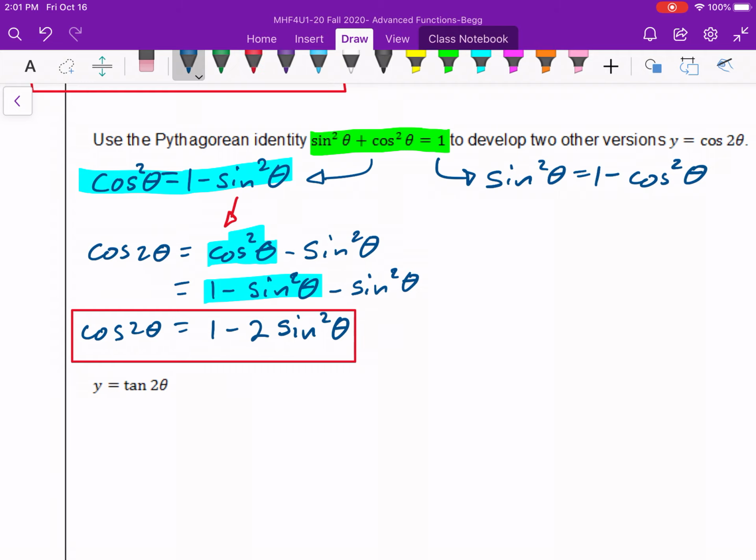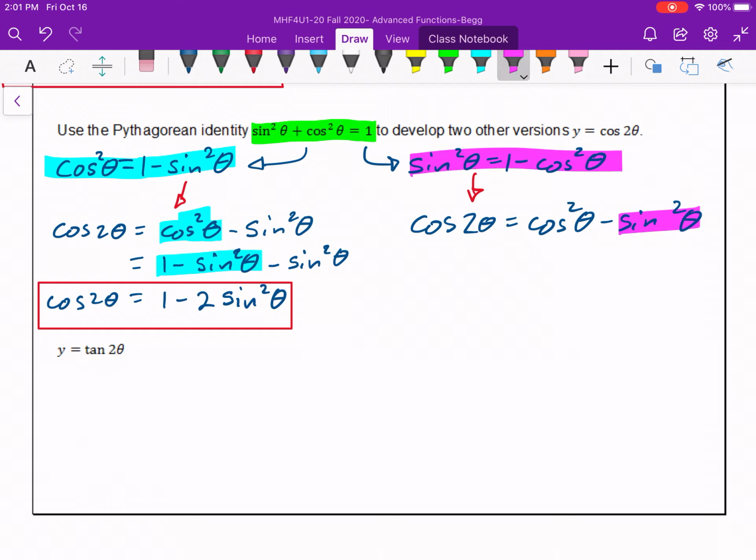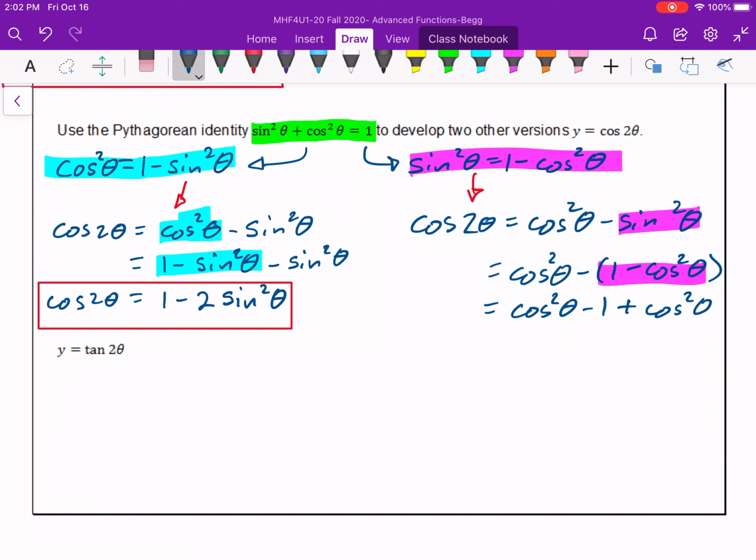And the last one's going to come from substituting 1 minus cos squared theta in for sine squared theta. So again, cos 2 theta is equal to, and again we're starting with cos squared theta minus sine squared theta, but we're going to replace the sine squared theta with 1 minus cos squared theta. Now, because of the double negatives going on here, we end up with cos squared theta minus 1 plus cos squared theta. So if I rearrange that and gather up my like terms, I get 2 cos squared theta minus 1, which would be the most simplified version of this.